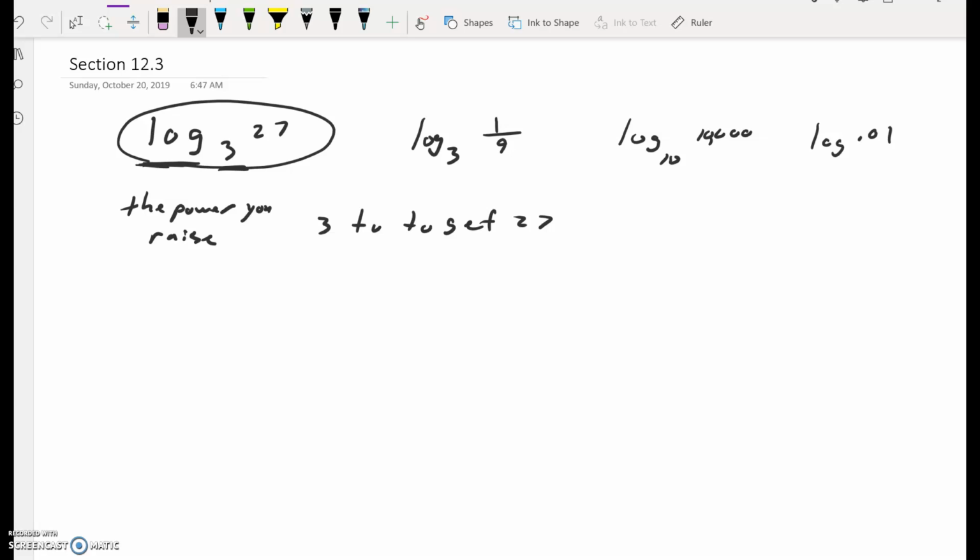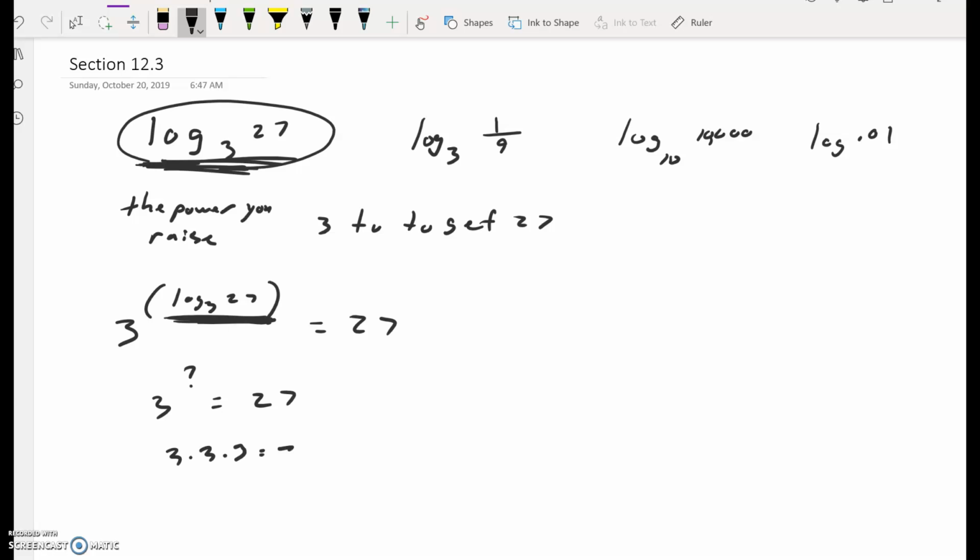So what we're saying looks very strange: 3 to this thing we're trying to figure out, what it means for a power, equals 27. So if you put the log base 3 of 27 in here, 3 to this power that you can raise 3 to get 27, 3 raised to that power gives you 27. So the question is, do we happen to know what this is? What is the power you raise 3 to get 27? And it's 3 because 3 times 3 times 3 is 27.